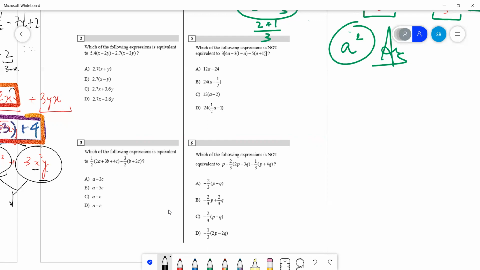Would the answer be A? Question number 5. A, I will check it. I'm not sure. Should I try to do it again? Yes. So we'll go in parentheses and solve it inside. So 3 times 6a minus 3 times 1 is how much?